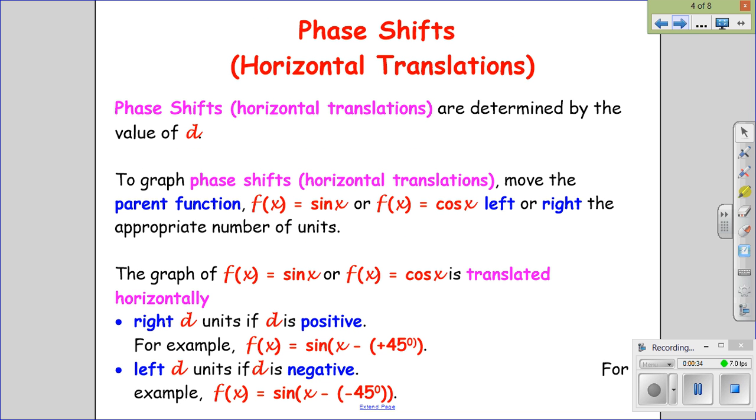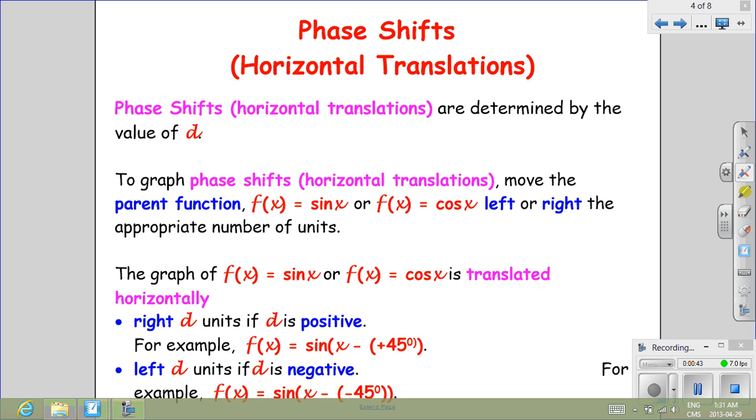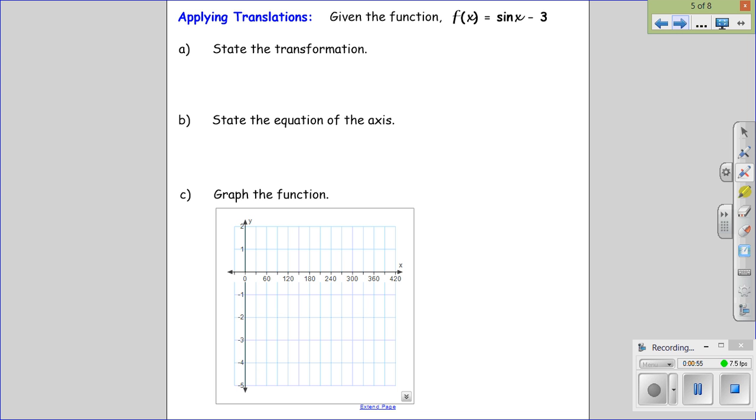Phase shifts are determined by the value of d. If d is positive, as in x minus 45, it would move to the right 45 degrees, and if it's negative, as in x minus negative 45 degrees, it's going to go left 45 degrees.